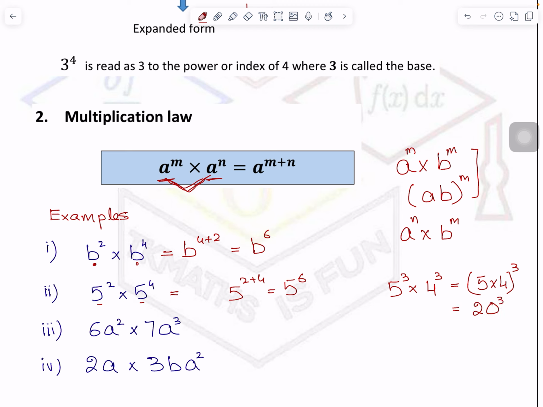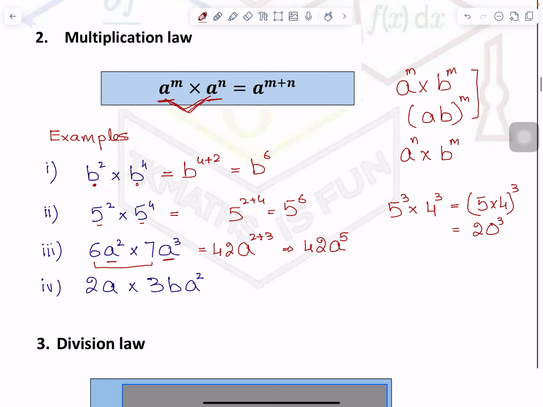Now what about case number 3? a square and a power 3. The base is the same. I'm leaving 6 and 7 for the time being, and the powers are different, so it is a power 2 plus 3. Now 6 and 7 we just multiply the way we multiply numbers. 6 times 7 is 42. So you will get 42 times a power 5. At any point you want to check yourself, you can pause the video and try it yourself.